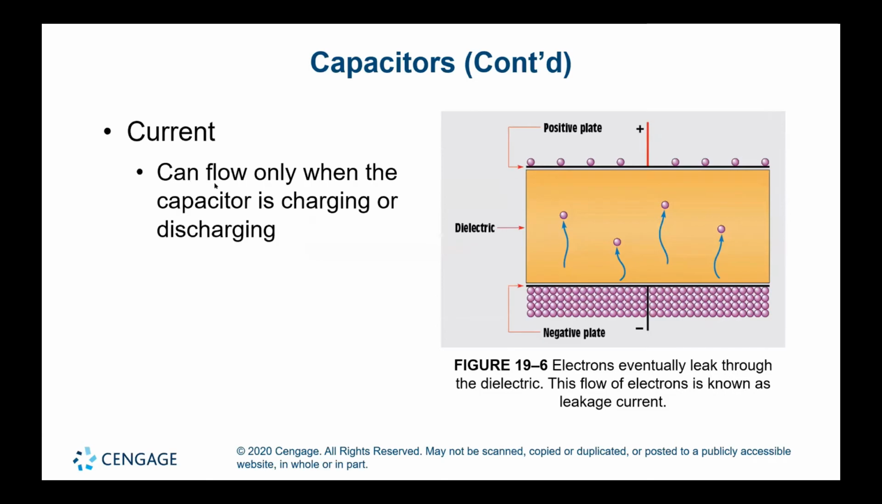So the current in the capacitor is going to be able to flow only when the capacitor is either charging or discharging. And what you see on this slide here is what I was telling you before about the leakage. Electrons eventually leak through the dielectric material. And this is called, and that's going to be a test question, so please keep that in mind, leakage current.